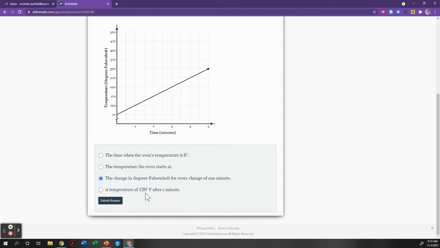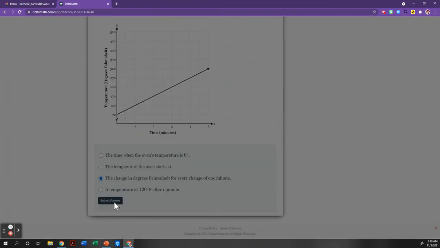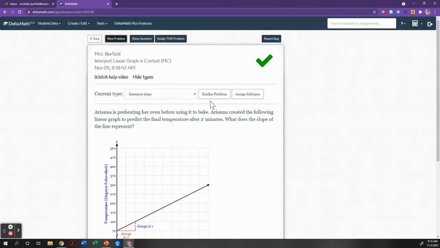It says a temperature of 120 degrees after 1 minute. Again, those other three answer choices are facts. So I'm going to submit my answer. Got my green check. So hopefully from these two examples, you should be able to go through and figure out which one is the slope. You're looking for the answer choice that tells you how something changes.